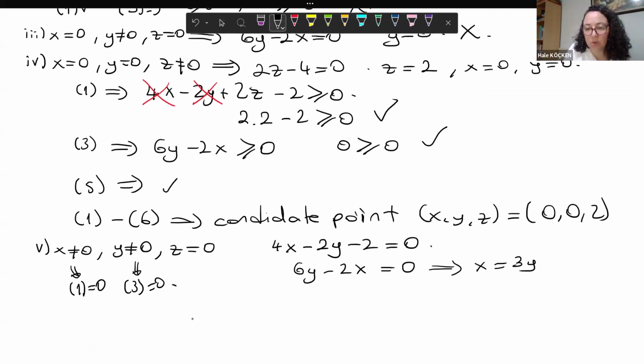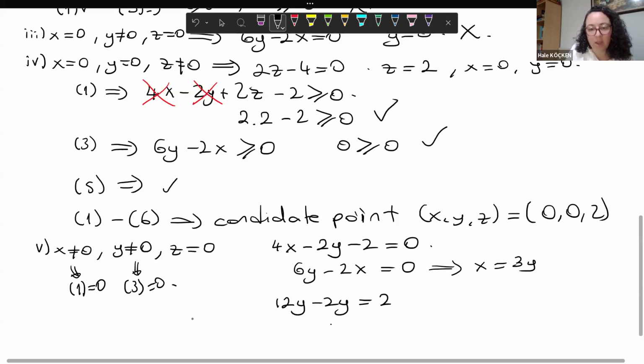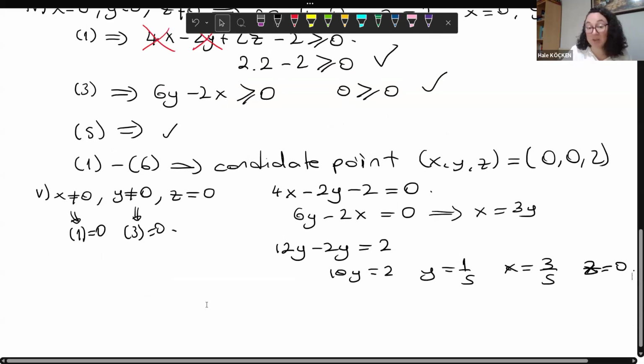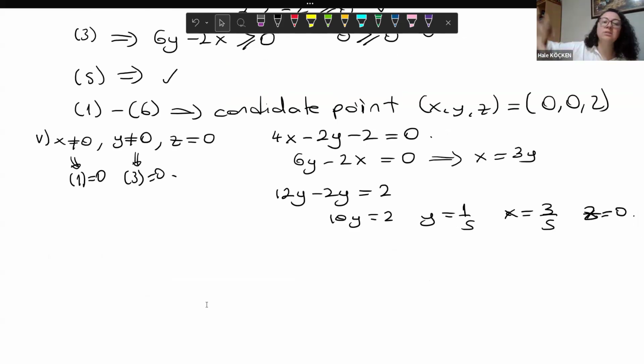So it's easy for you to solve it. X is equal to 3y. Substitute in the first: 12y minus 2y is equal to 2. 10y is equal to 2, y is equal to 1 over 5, x is equal to 3 over 5, z is equal to 0. Maybe I found a candidate point, but I need to check the inequalities. This point must satisfy all the equalities and inequalities that I wrote above, okay?